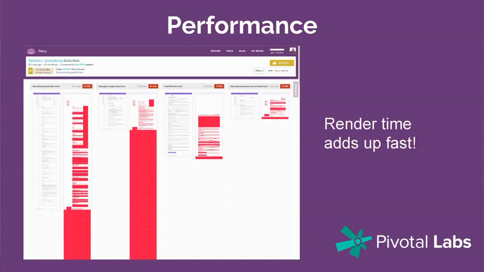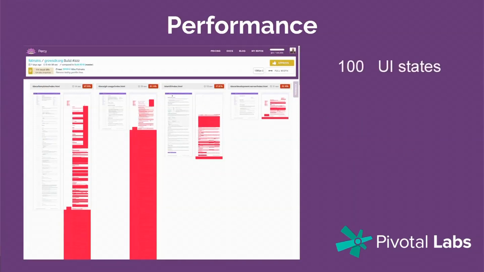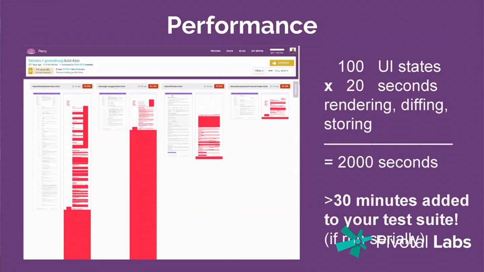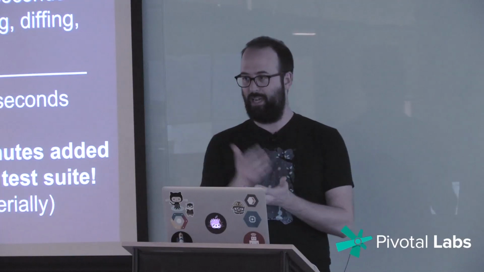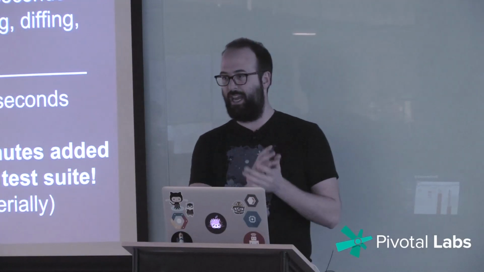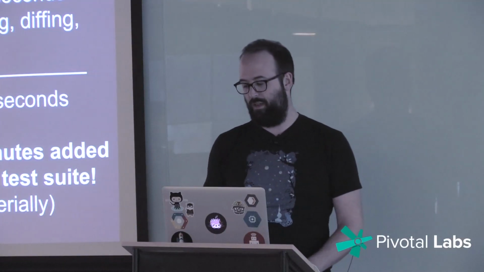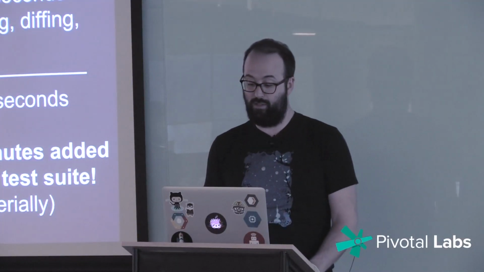So if you have 100 UI states that you want to test, which is not that many, and you're doing this all serially at 20 seconds, that's 2,000 seconds. And what is that in real time? That's 30 minutes you're adding to your test suite. And nobody wants to do that, right? Of course, if you want your test suite to only ever be under 10 minutes or 5 minutes or whatever, you just can't have both of those worlds exist. So especially if you're doing things serially with this kind of rendering, it's just very slow.